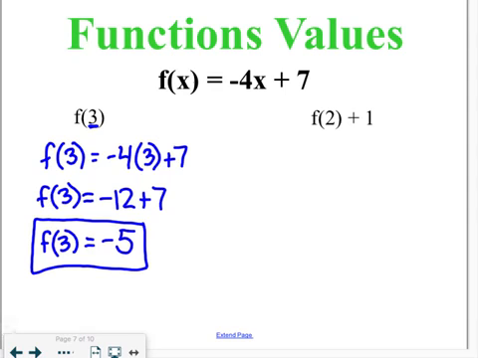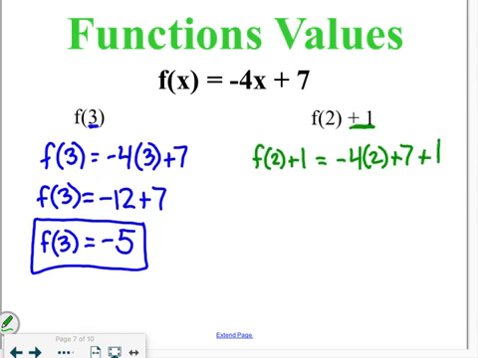Looking at the second one, it's slightly different. We have this plus 1 on the outside of the parentheses. So what's going to happen is we're going to say f of 2 plus 1, you always copy down exactly what they give you, is going to equal, we're going to plug in 2 wherever we see x. So negative 4 times 2 plus 7. That's f of 2. But we also need to add plus 1 on the end. So when that extra piece is outside of the parentheses, you still have to add it on the end.